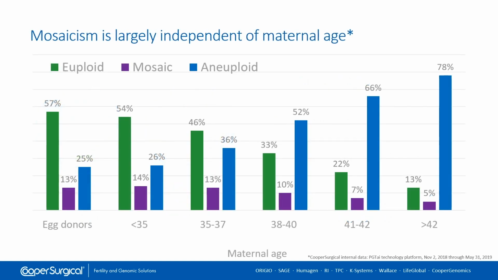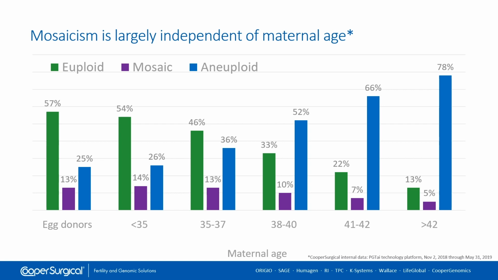Mosaicism is a phenomenon that is seen across all age groups. It's important to remember that the chance of identifying a Mosaic embryo sample is really independent of maternal age. If you look at the data that's presented here, which was collected internally at Cooper Genomics, you will see that the chance of identifying an embryo sample with a Mosaic PGTA result stays relatively consistent through about age 40.